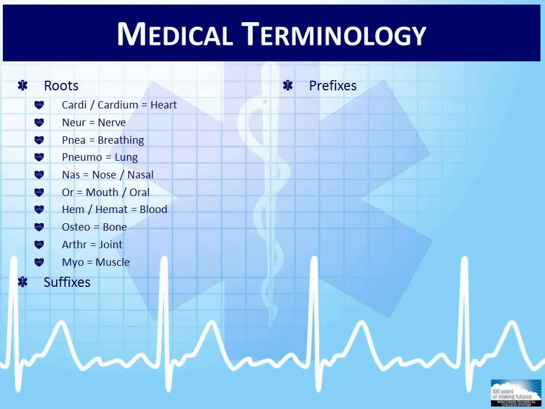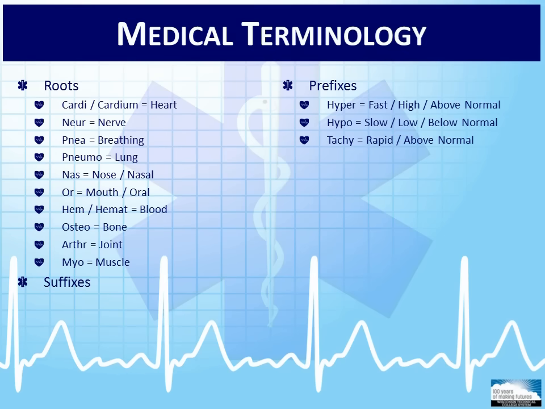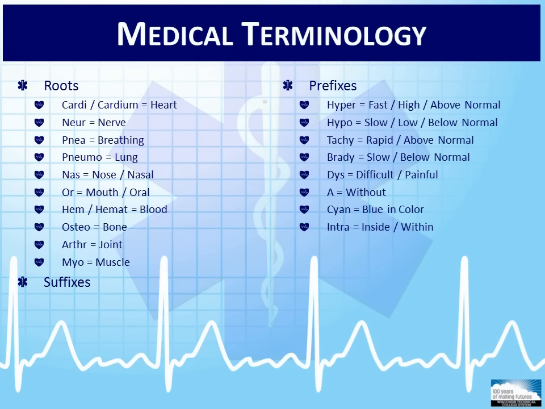Prefixes are added to the beginning of roots to modify or qualify their meaning. Some common prefixes include hyper for fast, high, or above normal, hypo for slow, low, or below normal, tachy for rapid or above normal rate, brady for slow or below normal rate, dis is difficult or painful, a is without, cyan is blue, intra means inside or within, quad refers to 4, bi refers to 2.